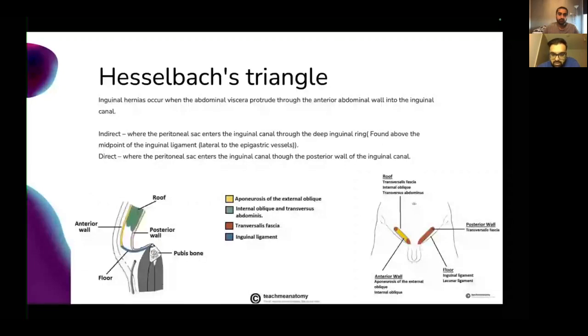So the anterior wall is your internal oblique muscle and the aponeurosis of the external oblique. The roof is your transversalis fascia and also your internal oblique. The posterior wall is your transversalis fascia as well, and the floor is your inguinal ligament. So if we go to the next slide.